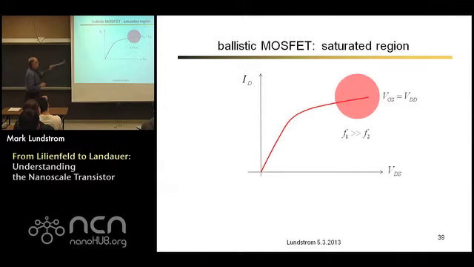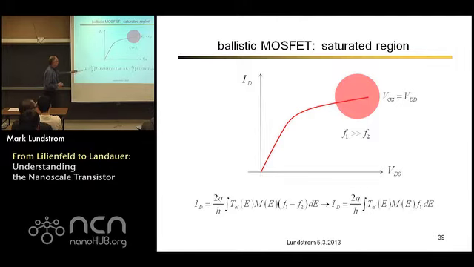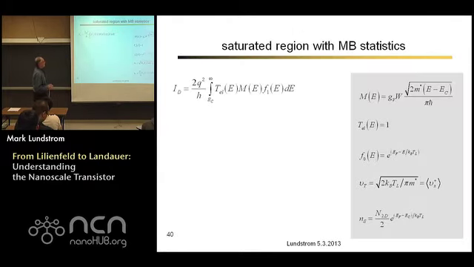Okay, let's do the other region. So here we're at high drain bias. We take our expression. We ignore F2 because we've applied a large bias. We just have to work out this integral. Okay, so we work out this integral. We know the same number of channels. Assume it's ballistic again. Assume Maxwell-Boltzmann statistics.